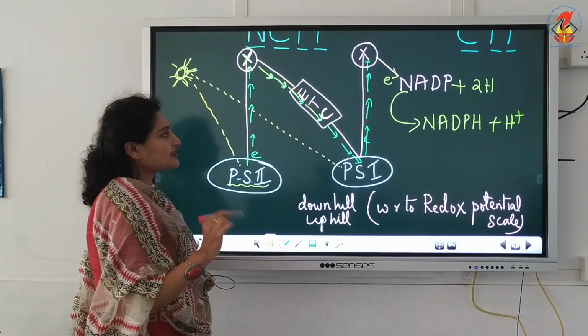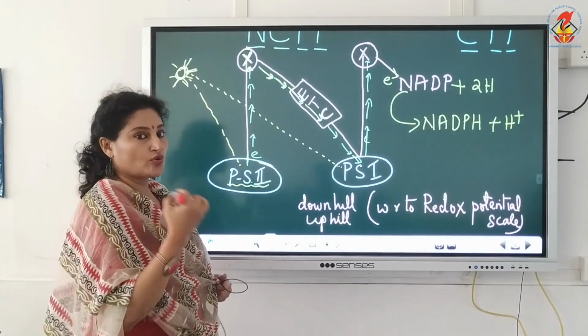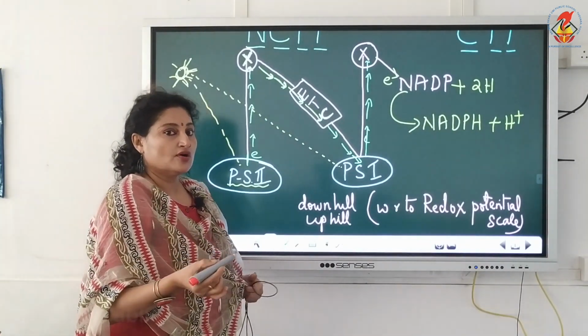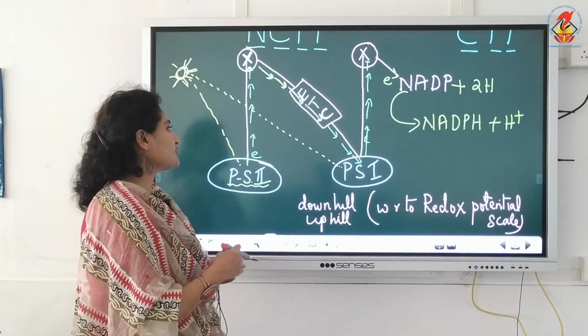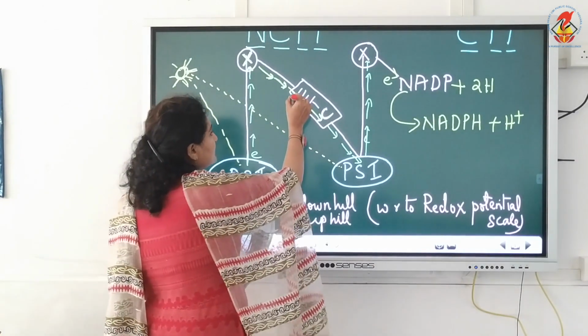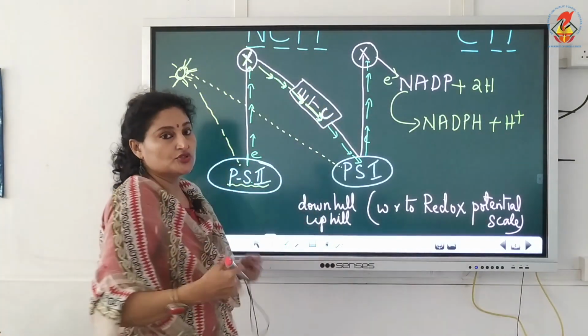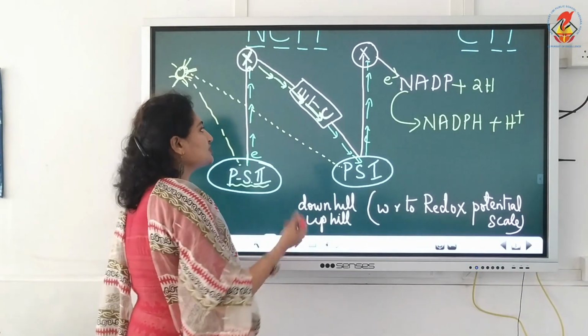And remember, what is an electron transport chain? It is a system of cytochromes. We will be learning later about the electron transport chain. It consists of a number of cytochromes which are arranged in a series. And as the electrons are passing through the electron transport chain, it is not used. Remember, the electron is not used, it is just passed.